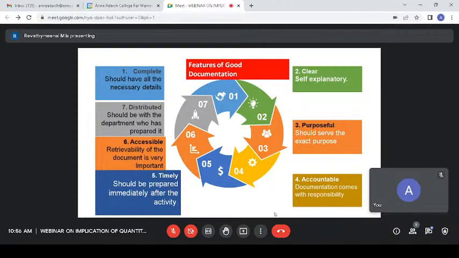More than that, a document needs to be accountable. Every documentation comes with accountability because a document is a proof. It should not so happen that I took the activity today and I'm writing down the report of that activity after 6 months. So the report should be timely. It should be submitted immediately after the activity, or it should be at least prepared after the activity. Once the document is made, it should be accessible. Whenever, wherever I want, I should get that document. That is accessibility.